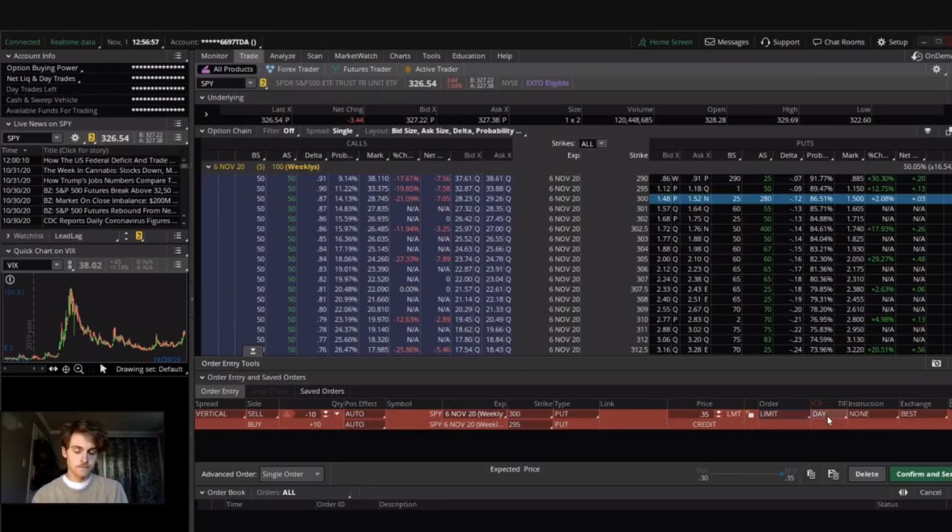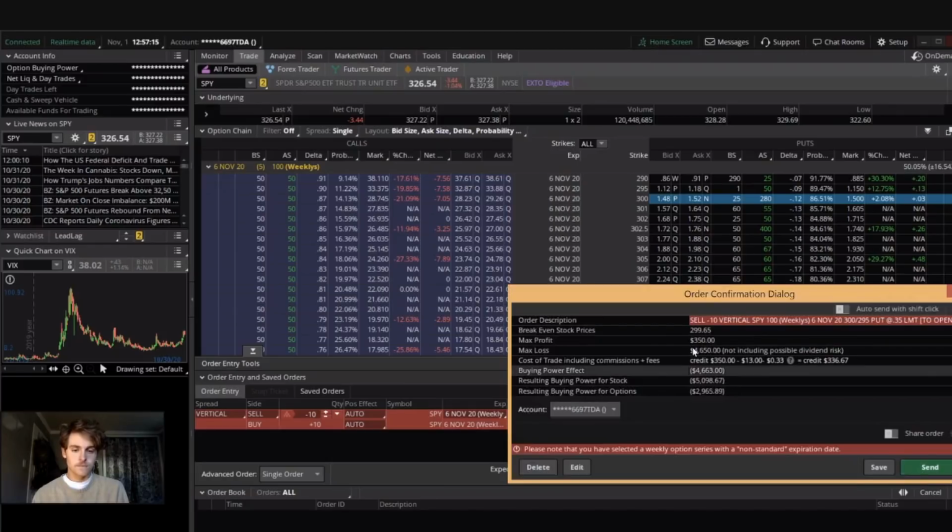Usually I put these on day because I usually just enter them only on Mondays or Thursdays, depending on what the market's doing. Again, Mondays put credit spreads, Thursdays call credit spreads. Instructions none, exchange best. You just hit confirm and send, and this is going to pop up the order panel.